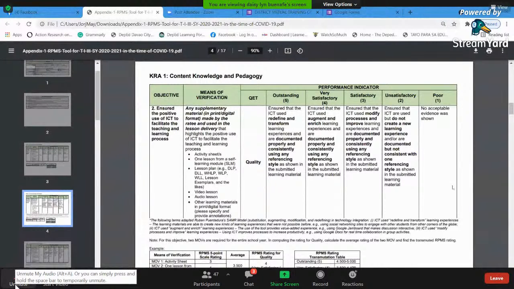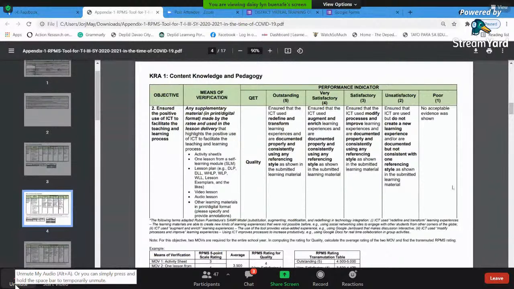This is about module, Ma'am Lopo, no? PPST module 13. Module 13. This is module 13. Ensure the positive use of ICT to facilitate the teaching and learning process. And it was discussed by Ma'am Nora Lindy Lupo.